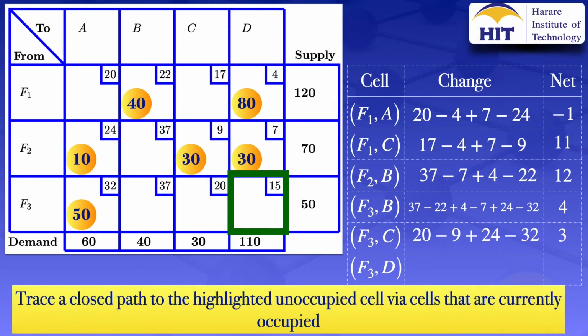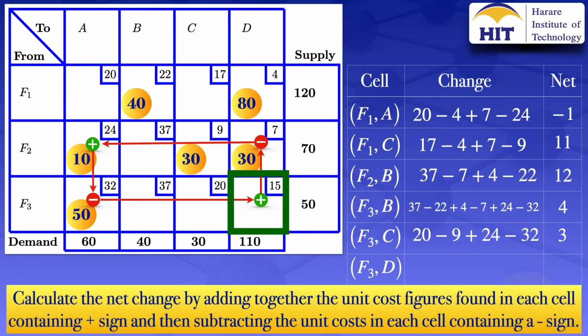So for this cell, we trace a closed path to the highlighted cell via the cells that are currently occupied. So I'll add here and then look for an occupied cell, and I'll go on and subtract here, and then look for another occupied cell. I'll go on and add here, and then go on and subtract here, and then we now have our closed path there. And we go on and calculate the net changes by adding together the unit cost figures found in each cell containing the positive sign, then subtracting the unit costs in each cell containing a negative sign.